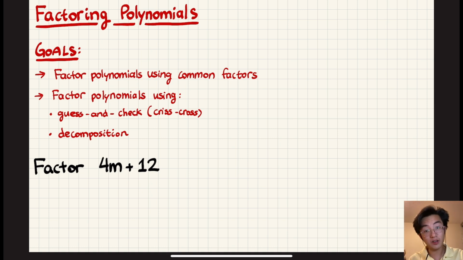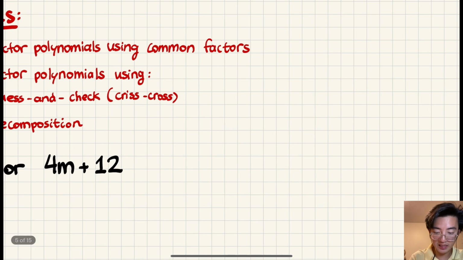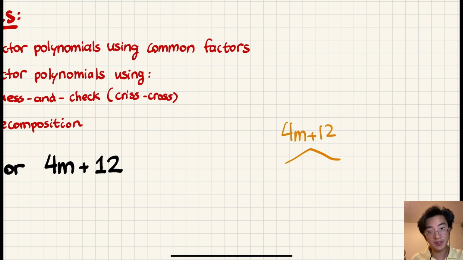Alright, so now let's go over common factors. We have a question down here to factor 4m plus 12. So what we can do here is use the factor tree. With 4m plus 12 here, let's find something they both have in common. In this case, the 4 and the 12, we can both take out a 2 because they're both even. We divide everything by 2, which gives us 4m divided by 2 is 2m, and 12 divided by 2 is 6.